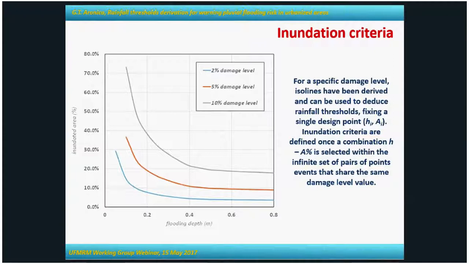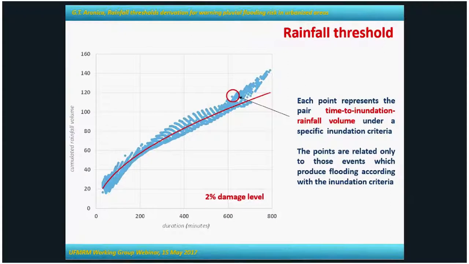Using this, it is possible to derive directly from the hydrodynamic simulation the exact time in which you reach the inundation criteria, and put it together with the rainfall amount. This is the final result. I will show you only the 2% damage level. Each point represents the pair time to inundation and rainfall volume under a specific inundation criteria. These points are related only to those events, among the 1,000 events, which produce flooding according to the inundation criteria.